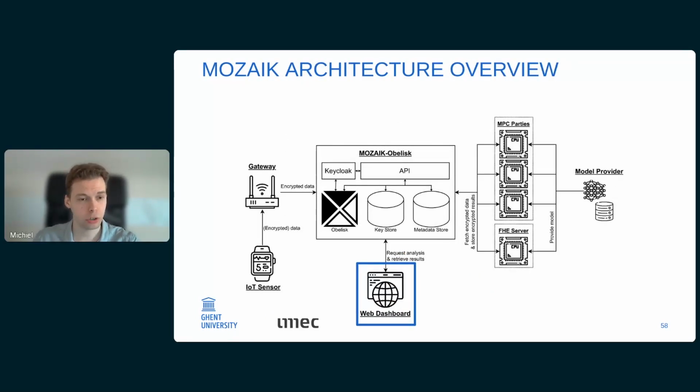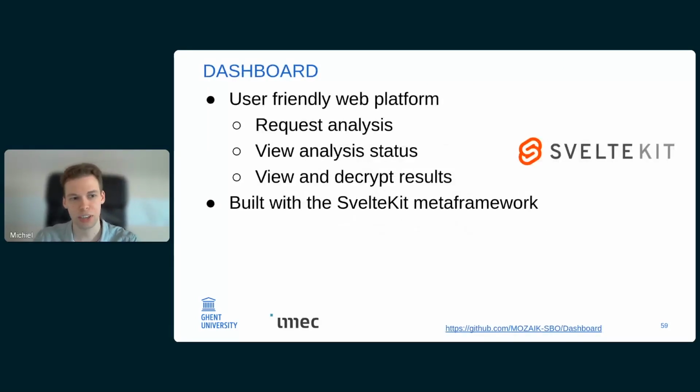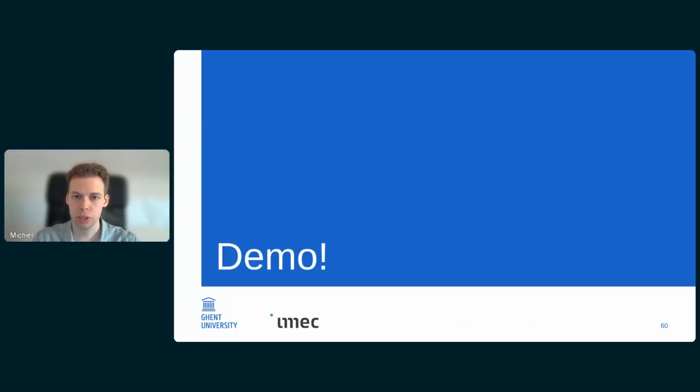And then the dashboard, this is just a website we have built for the proof of concept. But in reality, if you want to implement this in a real case, you would probably rebuild the website, because it's not that user-friendly, even though it says it's user-friendly. You can request analysis, look at the statuses, and look at the results. This is built with SvelteKit, which is just a front-end framework. And now it's time for a quick demo. I will switch to the dashboard and quickly show the different options there and how we can request an analysis and then look at the results.